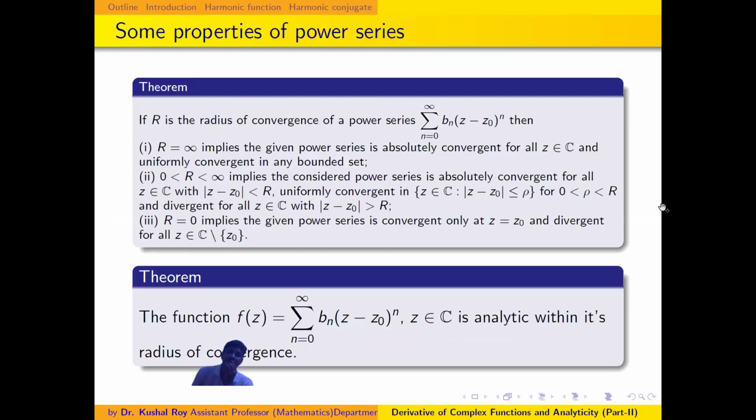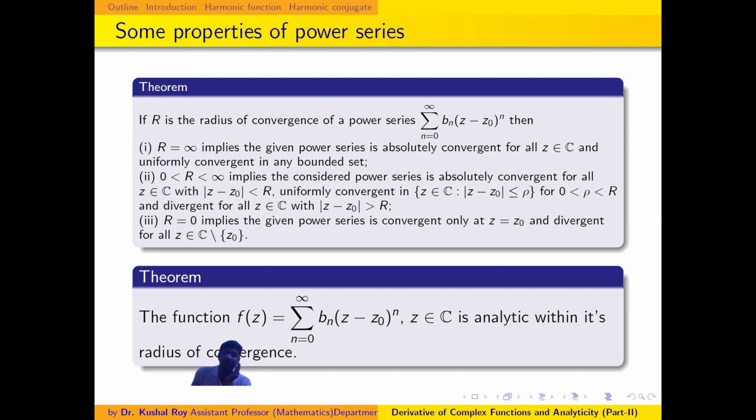Now, there is a theorem regarding this radius of convergence. If R is the radius of convergence of a power series summation b_n (z minus z0)^n, then R is infinity implies the given power series is absolutely convergent for all z belongs to C and uniformly convergent in any bounded set. Absolutely convergent means we have to consider the mod values of each and every term.